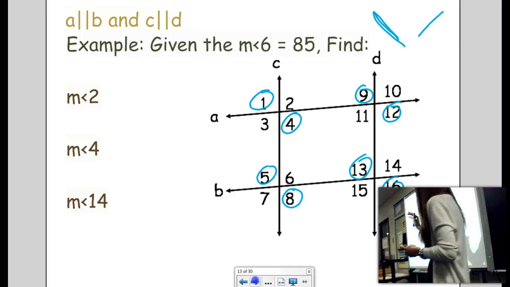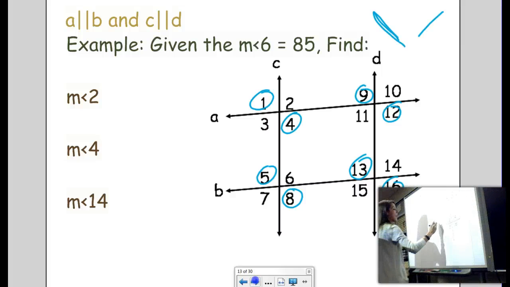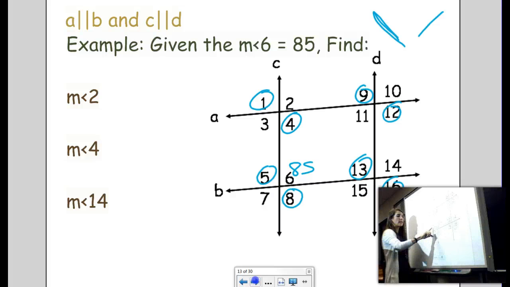Here's the trick. Angle 6 is 85 degrees. What's the linear pair of 85? What's angle 5? 95. Good job, those who can do mental math. Okay, look at this. Everything that's circled is 95 degrees. You don't even have to know the vocab word. What's everything that's not circled? 85 degrees. We now know all the angles.